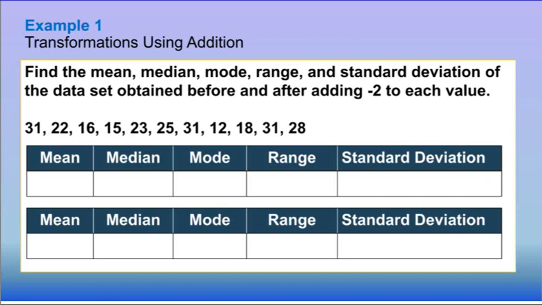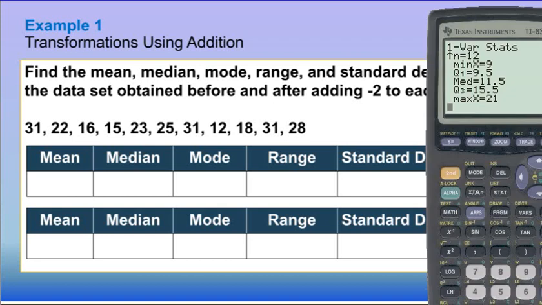Another example, here we're going to do the mean, median, mode, and range and standard deviation of the data set obtained before and after adding -2 to each number. So we're going to do this twice. So we hit the Stat button, Edit.